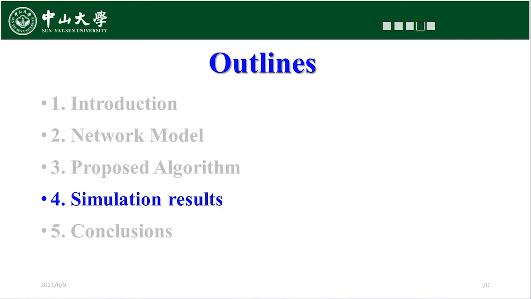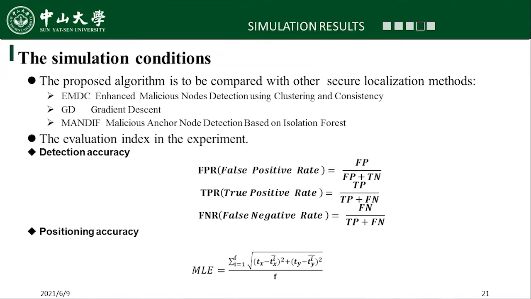We perform many simulation experiments, running a program coded with MATLAB. I will report the results. The proposed algorithm is compared with other secure localization methods: EMDC, Enhanced Malicious Node Detection using Clustering and Consistency; GD, Gradient Descent; and MINDIF, Malicious Anchor Node Detection based on Isolation for Rest. The evaluation indexes in the experiments include detection accuracy and position accuracy.